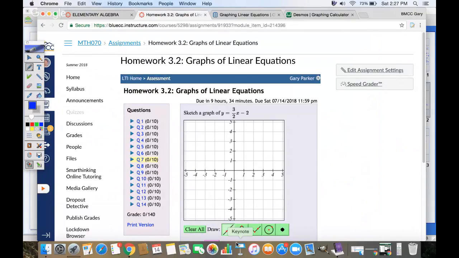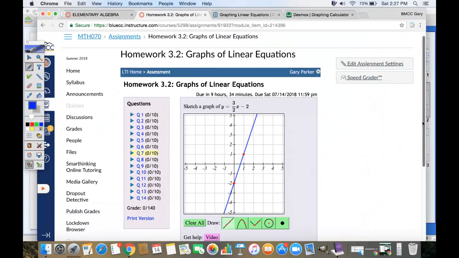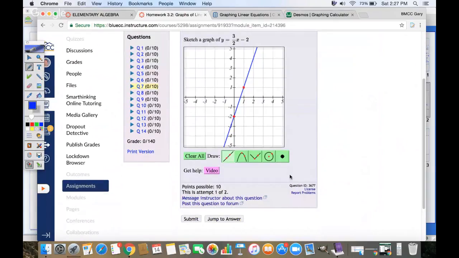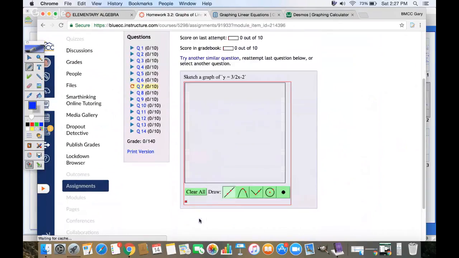I want to use the line tool, and I just pick 2 points. So if I pick, let's see, 0, -2, and then 2, 1, those 2 points make my line. And I can see down here, they do pass through the point -2, -5. And then I can check my answer. I could get video help, submit it.